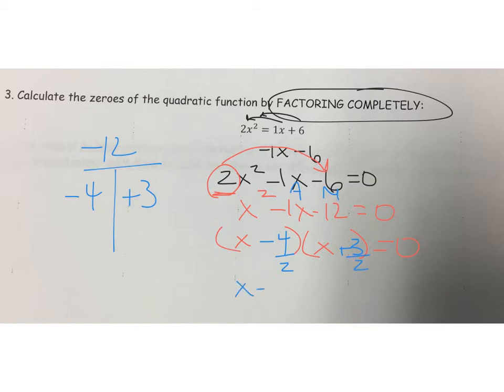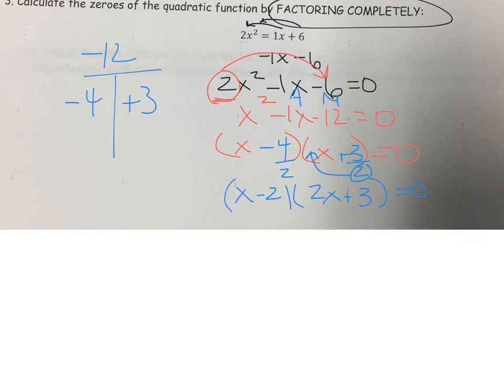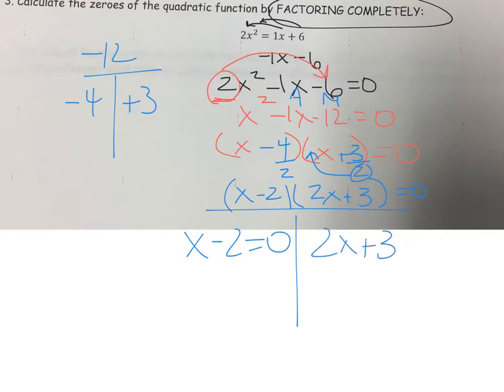So there's going to be x minus 2 as our first factor, and does 2 go into 3? Nope. So we're going to bottoms up. 2x plus 3 equals 0. All right, so now we are solving, so we need to make sure that we are t-charting our two factors. x minus 2 equals 0 and 2x plus 3 equals 0. Let's solve each one separately.